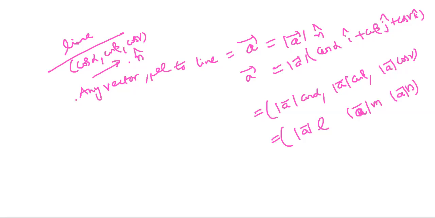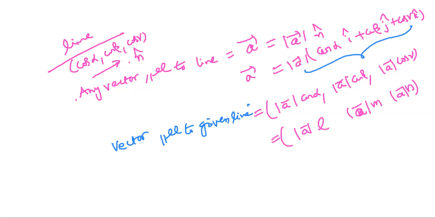So what do these represent? These represent the vector components of any line parallel to it. That is, any vector parallel to the given line. Okay, so that is represented by this.